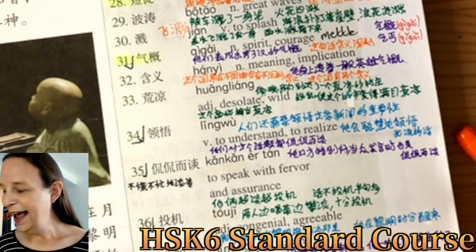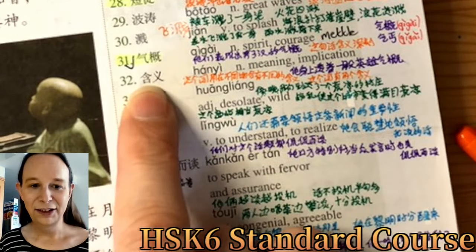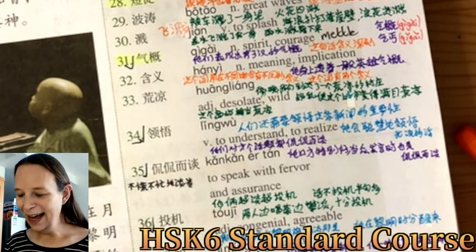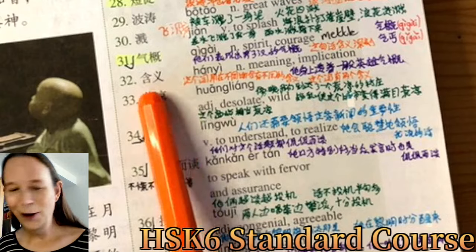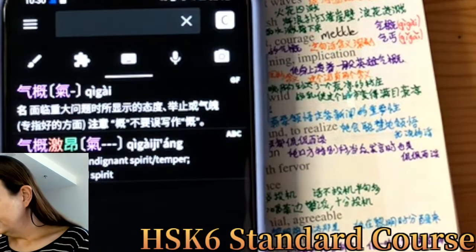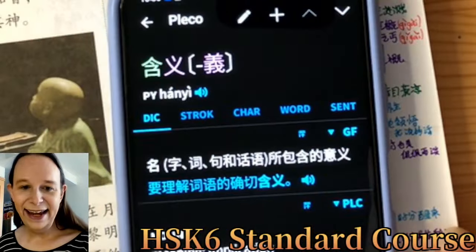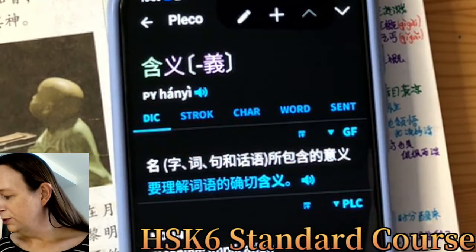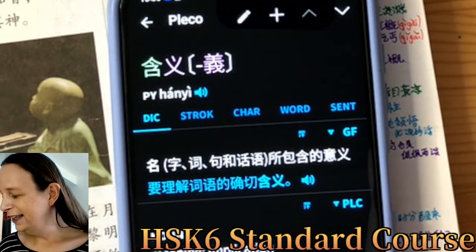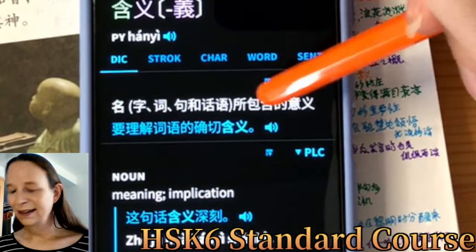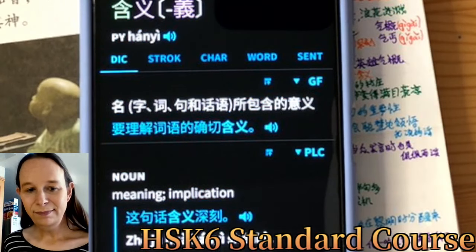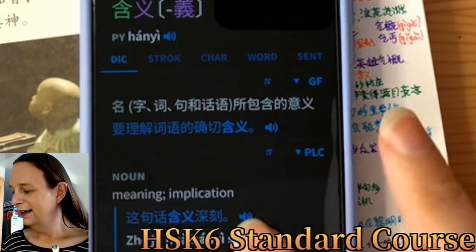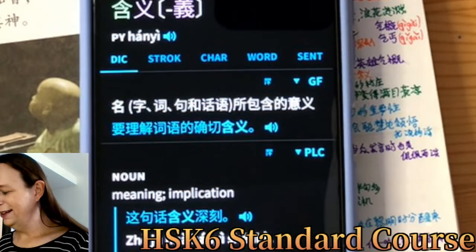So, han yi. Han is your bao han de han, right? 意义是意义 or 意思, or it kind of means 意思, like internal meaning, implication. 含义. What's the difference between 含义 and 内涵? I don't really know. 字词句和话语所包含的意义. Yeah, 所包含的意义. So, 包含. What am I saying? I'm saying, it's the non-literal meaning.